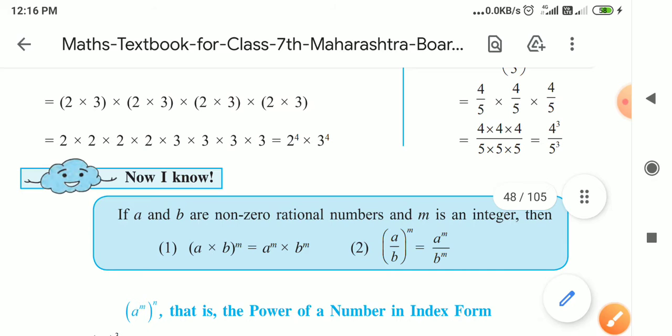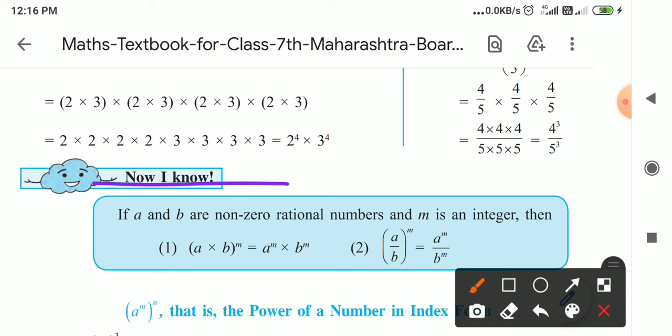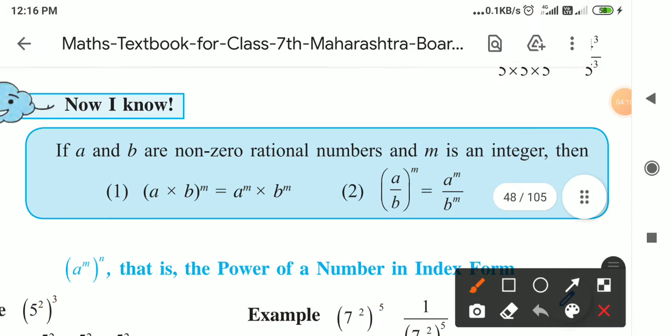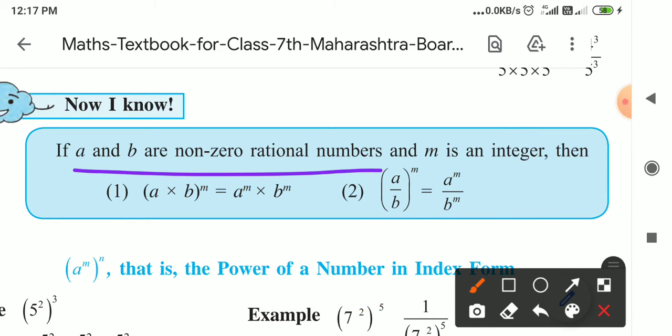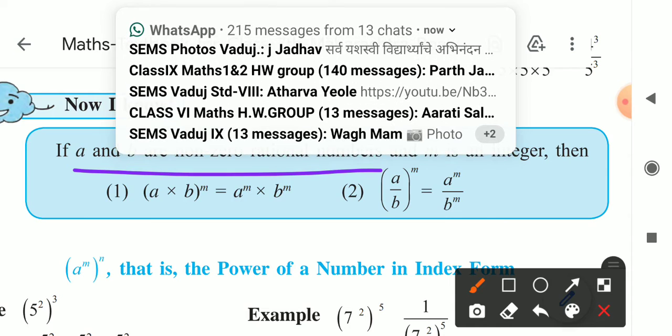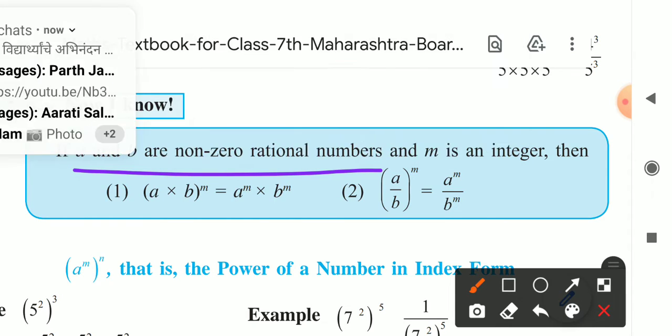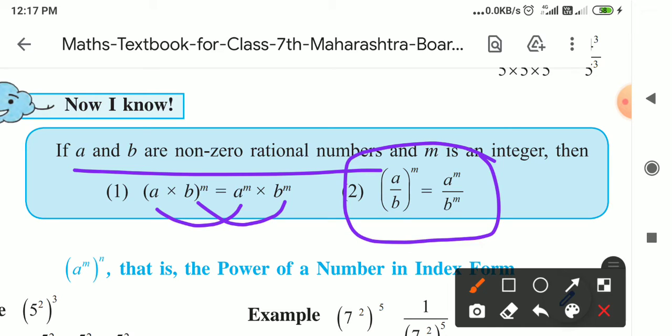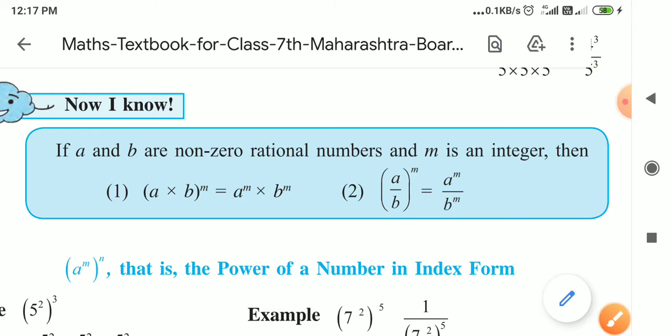So from this, which rule are we understanding? If A and B are non-zero rational numbers, (you know the definition of rational numbers, I taught you many times: numbers in the form P upon Q, but the condition is that the denominator Q is not equal to 0), then (A into B) raised to M means A raised to M into B raised to M, and (A upon B) raised to M is equal to A raised to M upon B raised to M.